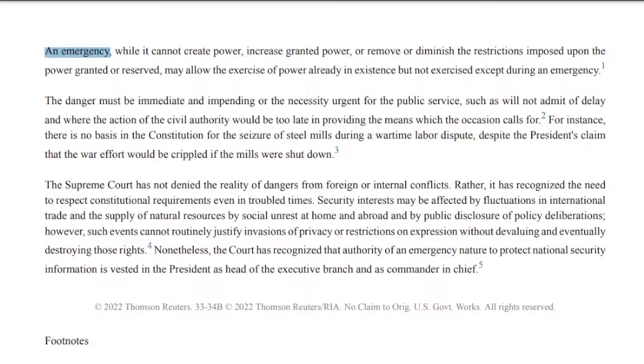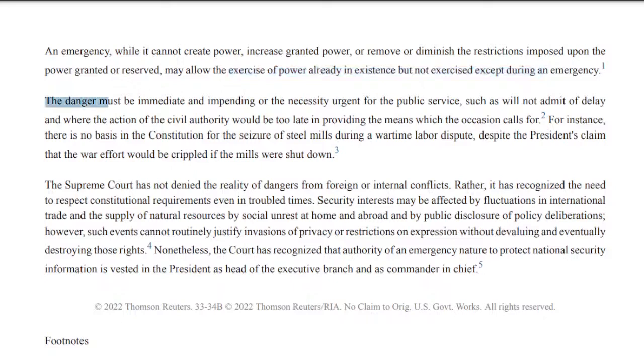An emergency, while it cannot create power, increase granted power, or remove or diminish the restrictions imposed upon the power granted or reserved, may allow the exercise of power already in existence, but not exercised, except during an emergency. Did you get this? An emergency cannot create power, increase granted power, or remove or diminish restrictions imposed by the power granted or reserved. But it may allow the exercise of power already in existence, but not exercised, except during an emergency. So there are powers that are reserved for the emergency, basically.